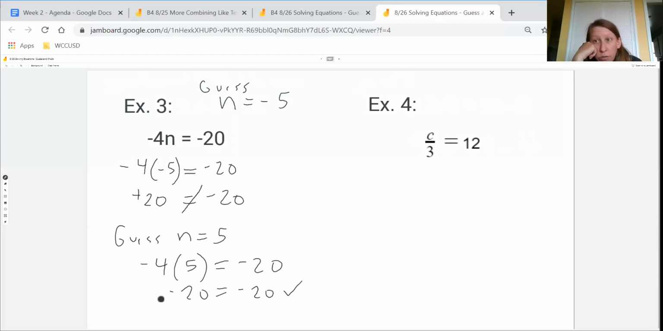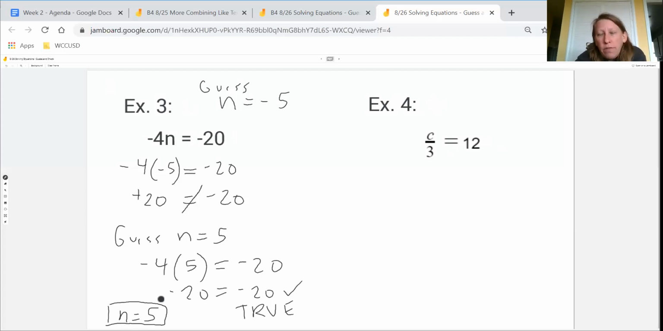That proves to be true. That is a true statement. It is true that -20 equals -20. That is not the answer to the problem. I don't need to put a box around that. The answer to the problem is that because that's true, I have proven that the answer is 5.